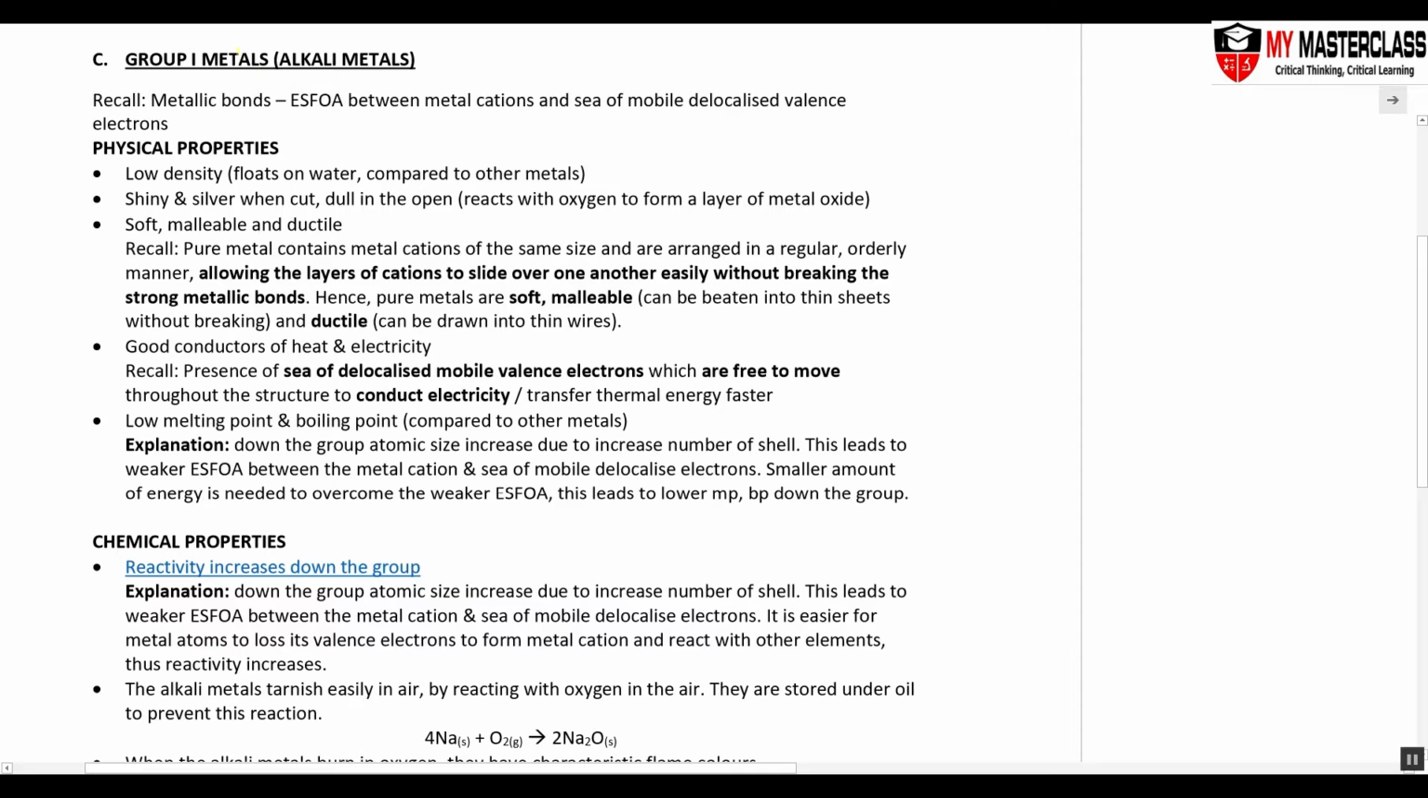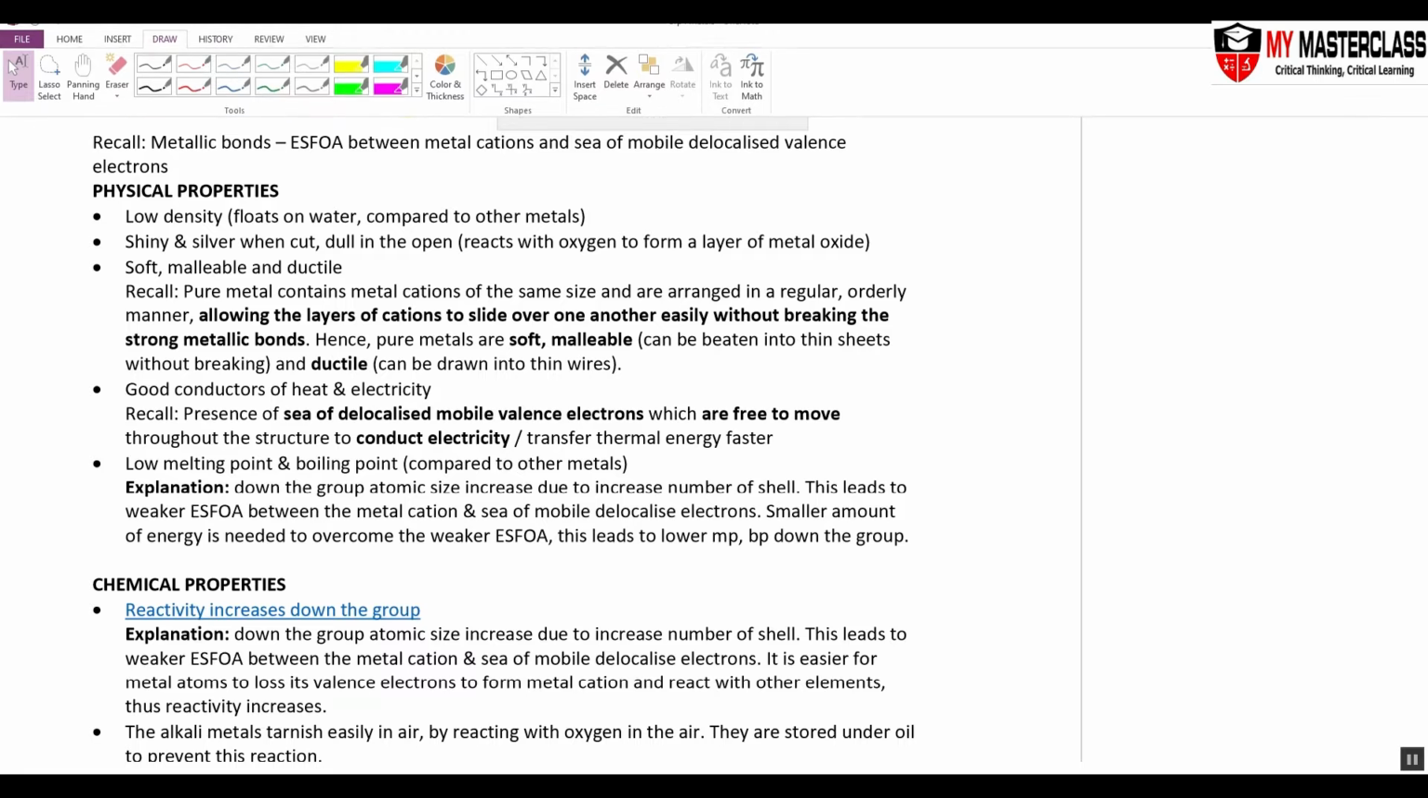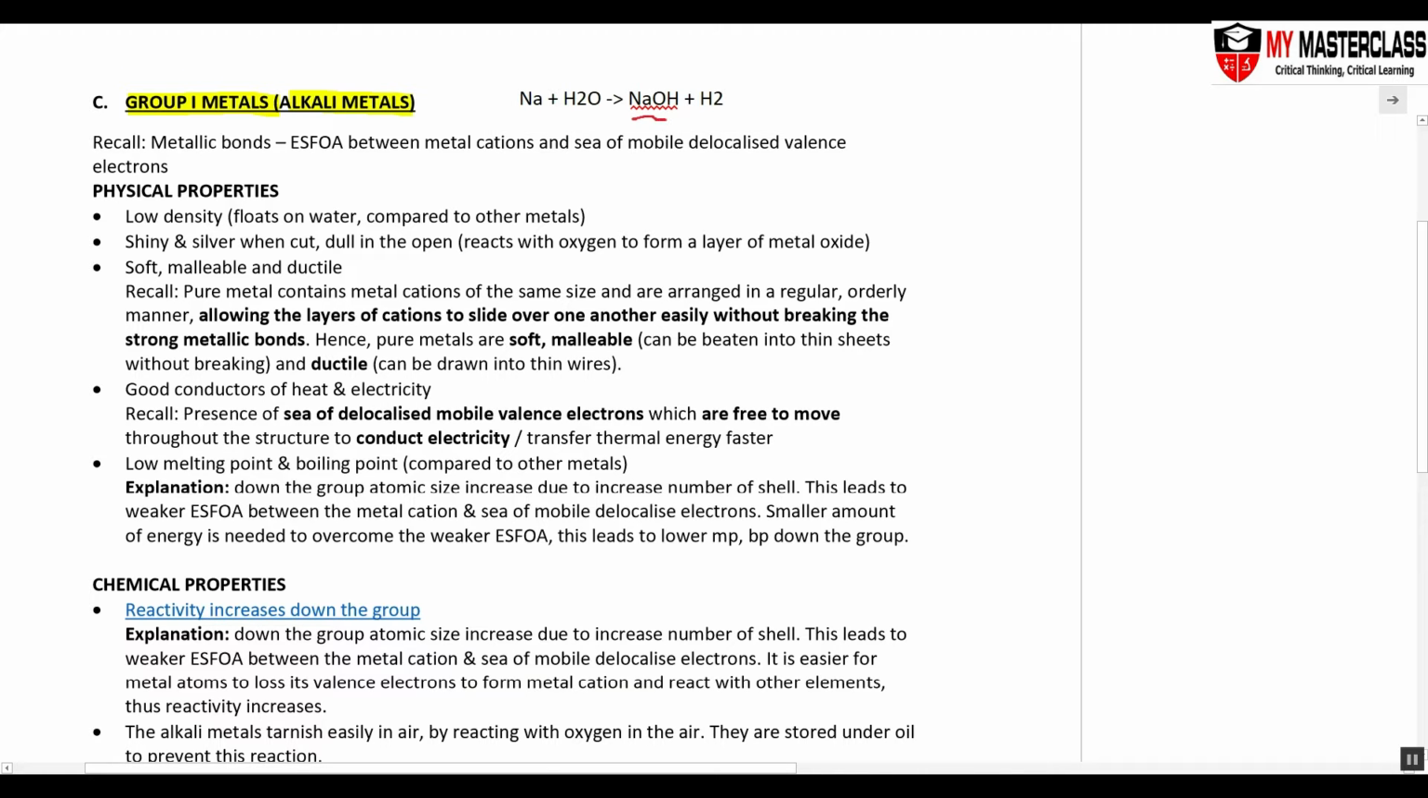Okay, this part we will be looking at the group 1 metals especially. But these trends will also apply to your group 2 metals. Group 1 metals are called alkali metals. Why are they called alkali metals? It's because if I react sodium with water, this will give me my NaOH plus H2. It's about balancing up your equation. So when I react my group 1 metals, it will give me the alkali, the hydroxides.